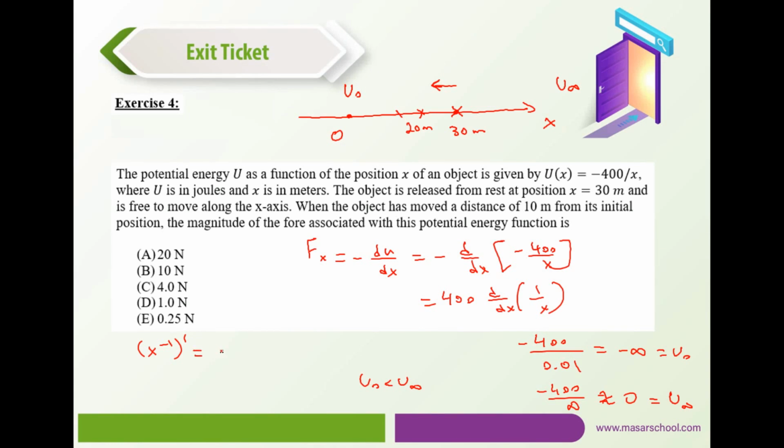If we're trying to differentiate it, that would be minus 1. We drop down and we decrease the power by 1, and that would be minus 1 over x squared. Then that would be minus 400 divided by x squared. Basically, x is a variable which represents the position. After we have moved 10 meters to the left, the new position would be 20 meters. Then that would be minus 400 divided by 20 to the power of 2, and that would give us minus 1 newtons, because we're interested in the magnitude of the force, which makes D the correct answer.